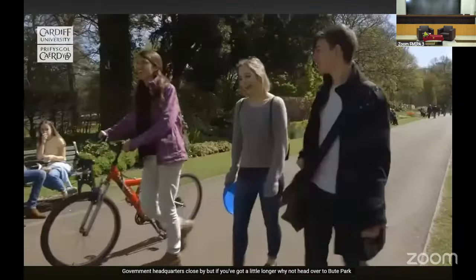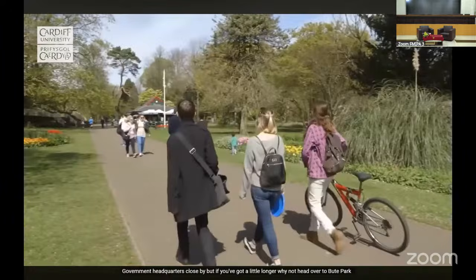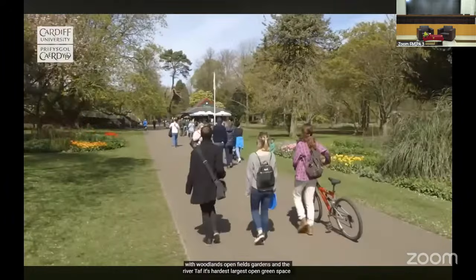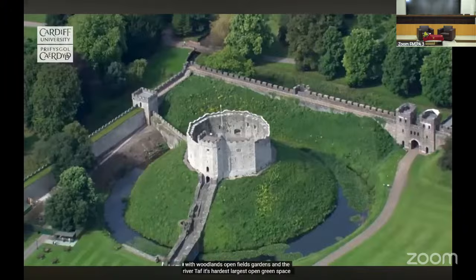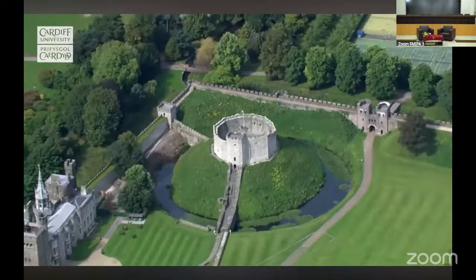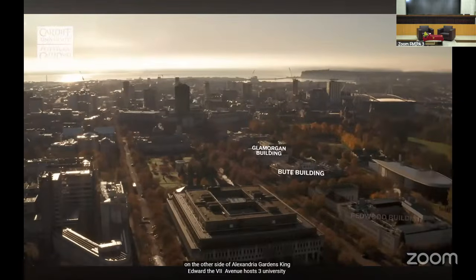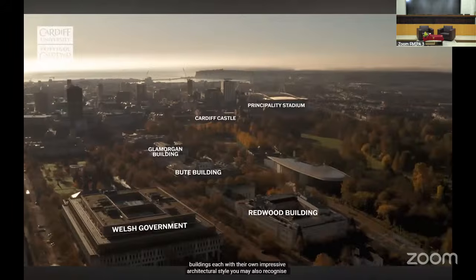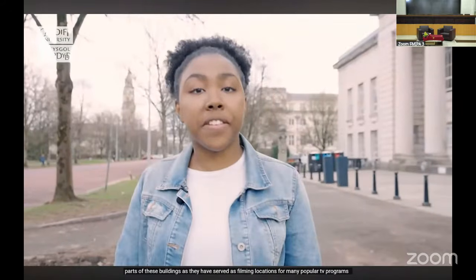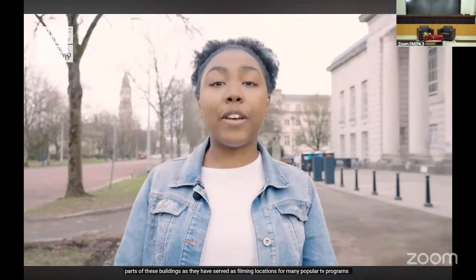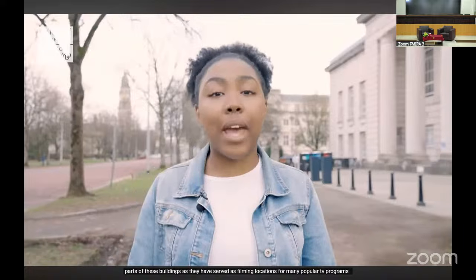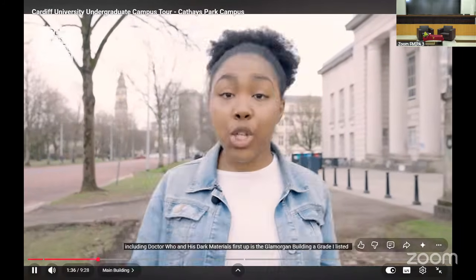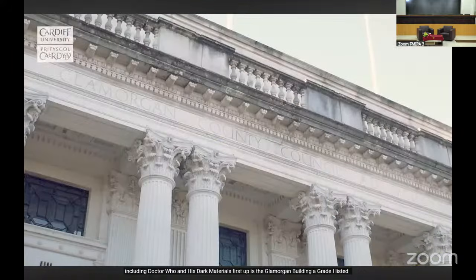But if you've got a little longer, why not head over to Bute Park? With woodlands, open fields, gardens, and the River Taff, it's Cardiff's largest open green space. On the other side of Alexandra Gardens, King Edward VII Avenue hosts 3 university buildings, each with their own impressive architectural style. You may also recognise parts of these buildings, as they have served as filming locations for many popular TV programmes, including Doctor Who and His Dark Materials.